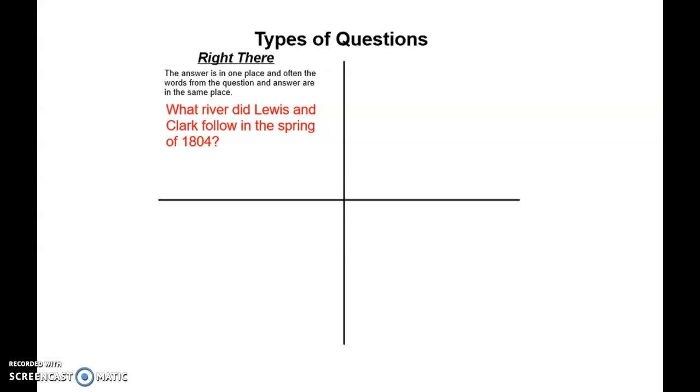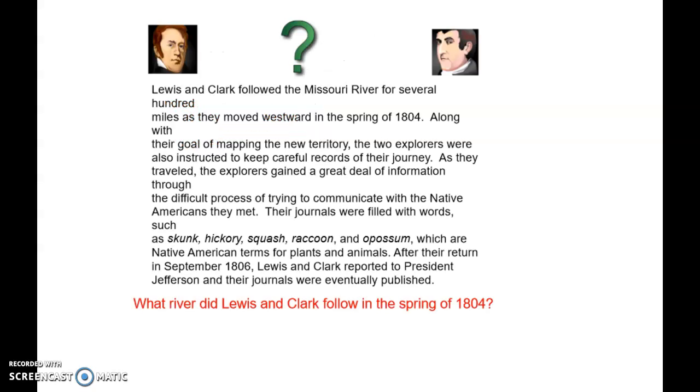The first kind is a right there question. The answer is in one place, and often the words from the question and answer are in the same place. So the words in the question are going to lead you to a place where you literally can put your finger on the answer. The first question is, what river did Lewis and Clark follow in the spring of 1804? Here is our text. We will read it together.